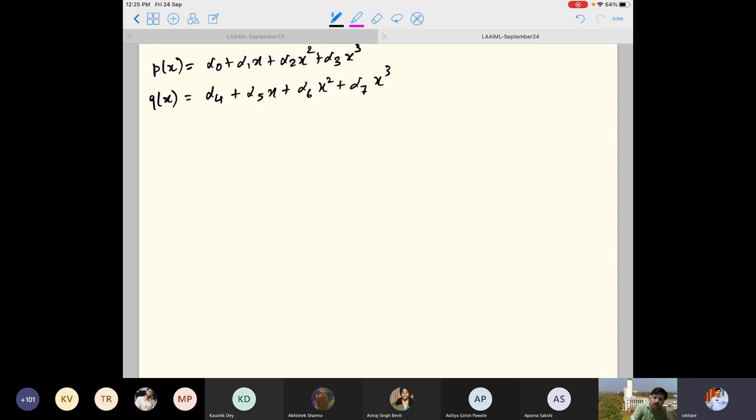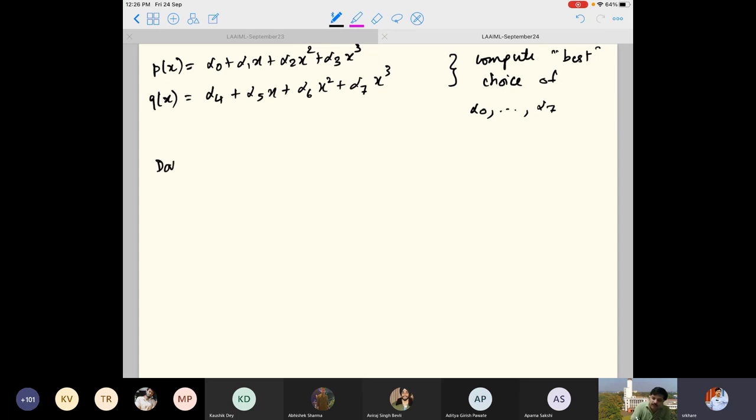And what do we want to do? Of course, we want to compute the best choice of alpha 0 up to alpha 7. And how will you choose this best choice? The best choice will be chosen based on data.